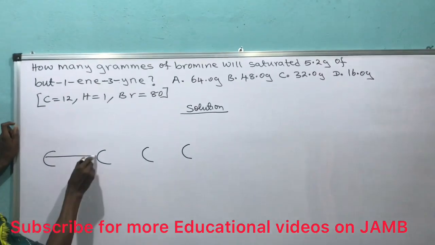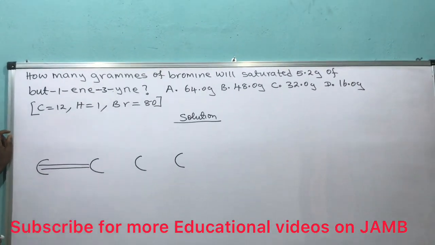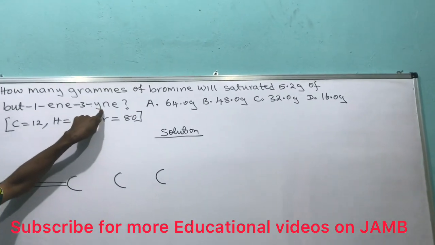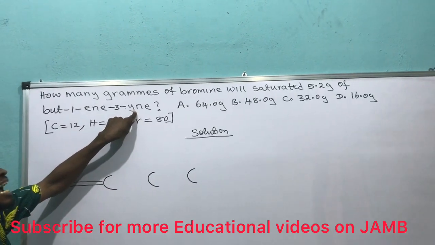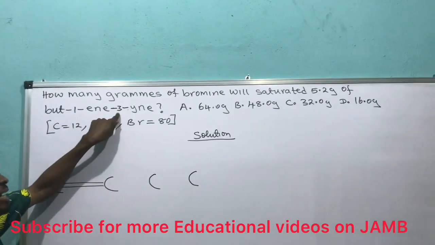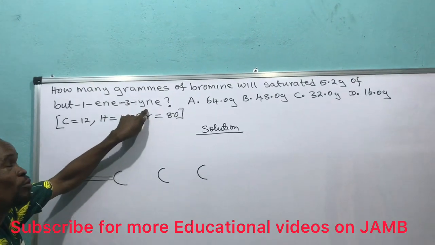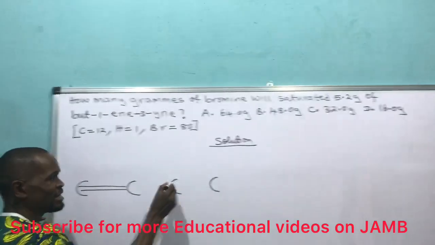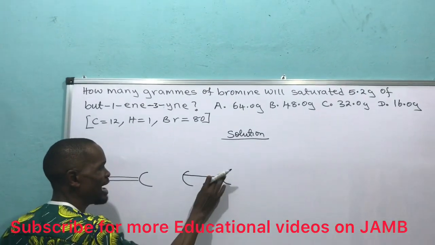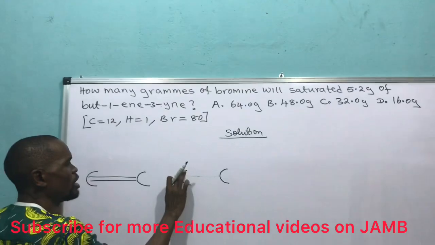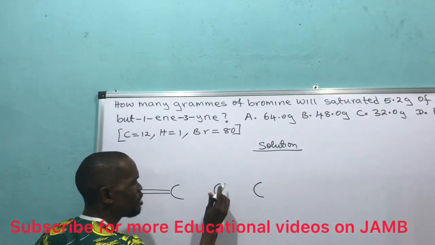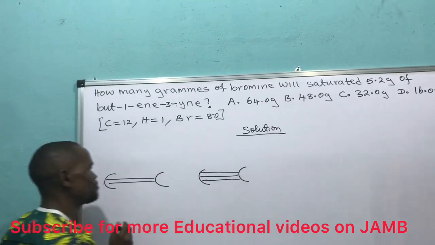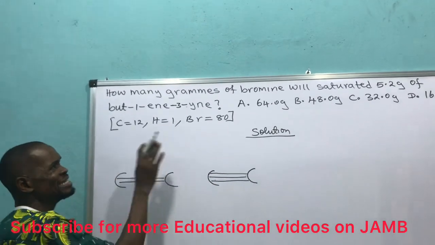And 3-yne tells me the functional group of alkyne is in carbon number 3. The functional group of alkyne is the triple bond, so the triple bond is at carbon number 3. Since I choose this one to be my carbon number 1, this one will now be carbon number 3: 1, 2, 3. That's the bond. Then I have to complete the rest with hydrogen.